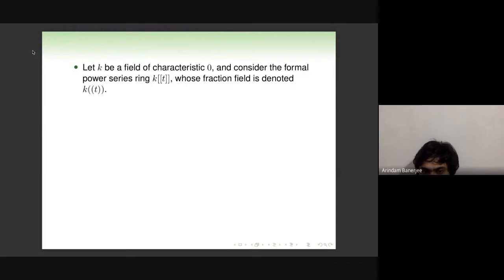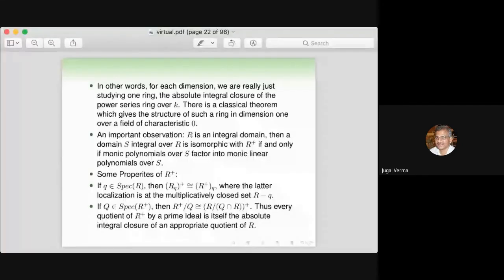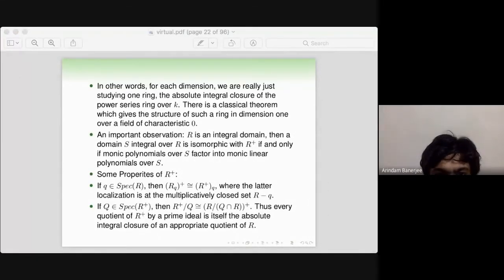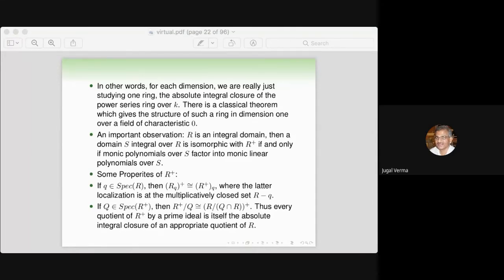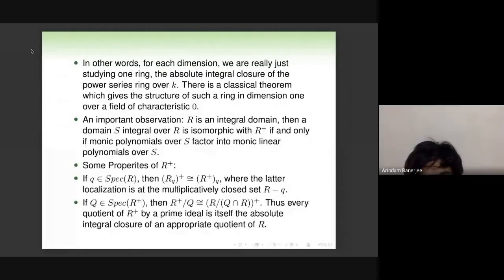What's the relation between R[X]^+ and R^+[X]? Can we have a Newton-Puiseux type theorem in characteristic 0 for this? How does the absolute integral closure construction behave with respect to adjoining a variable, power series wise or polynomial ring wise? Instead of power series, what happens if you do a polynomial ring?